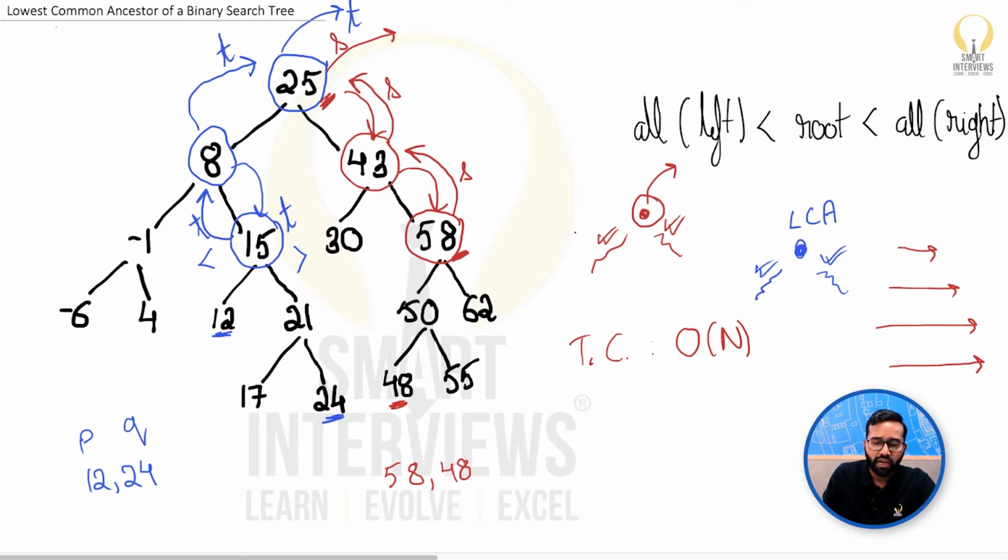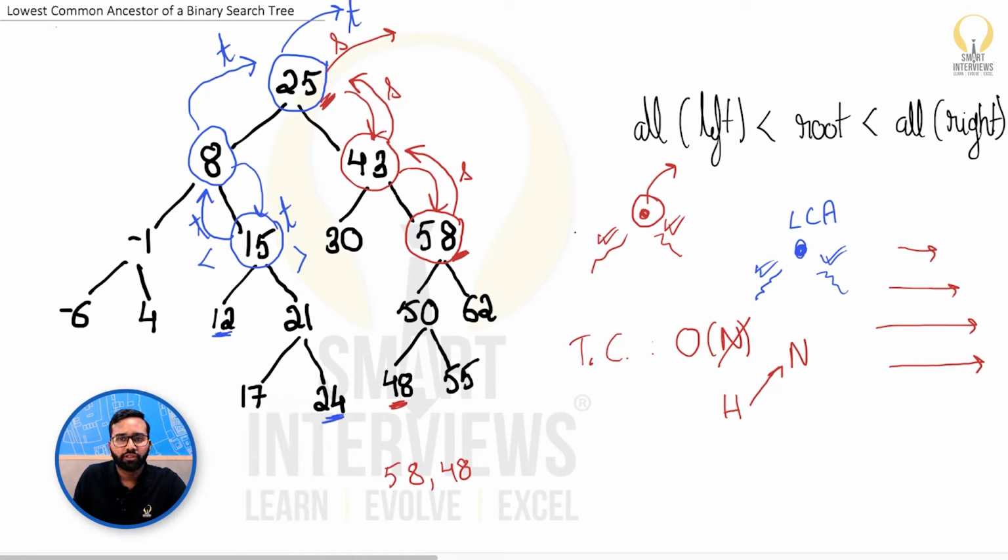It reduces our complexity from big O of n to big O of h, where h is nothing but the height of the tree. And as some of you may already know, height in the worst case can be n if it's a skewed tree, and height in the best case can be log n if it's a balanced binary search tree. So this solution is better than the previous solution. We are able to use the properties of a BST to come up with an efficient solution. Now let's try to code it up.